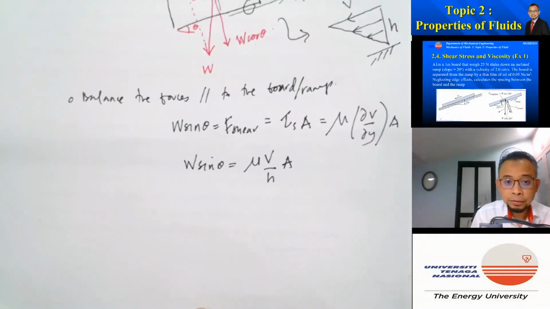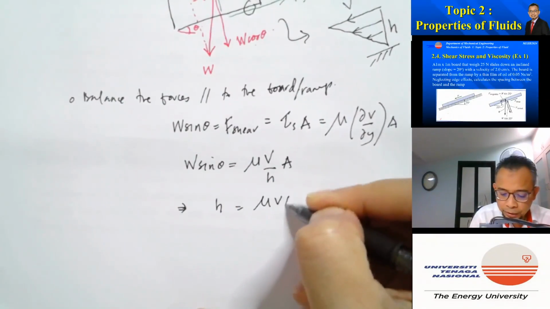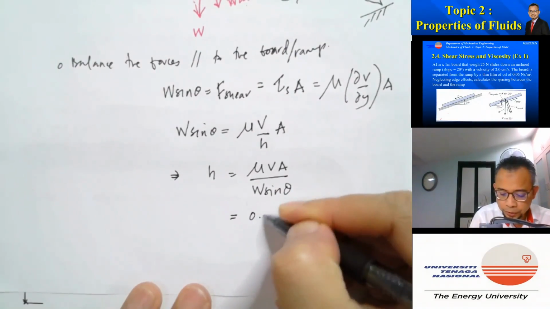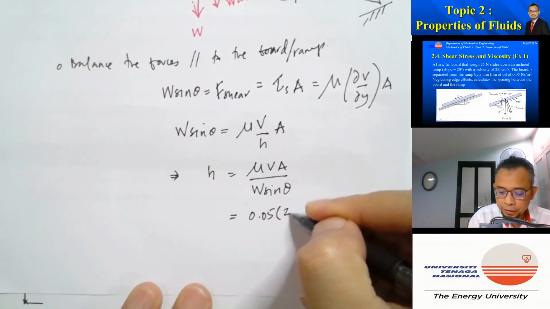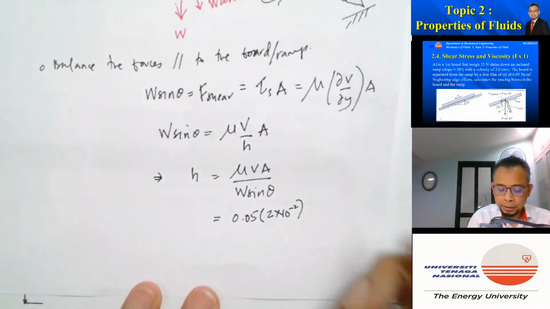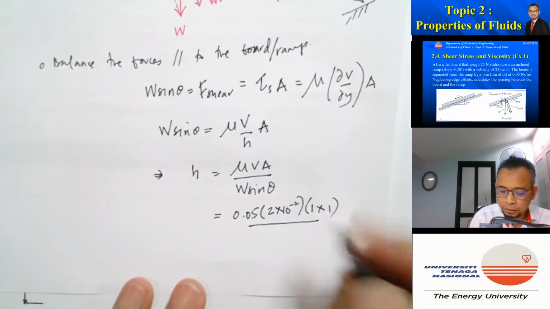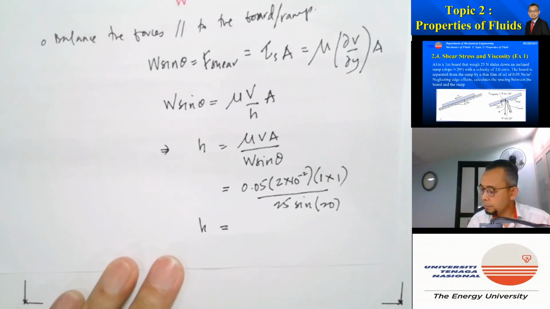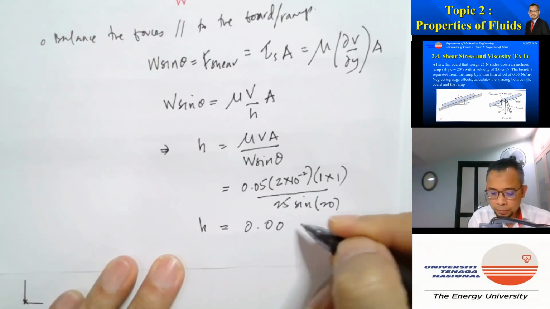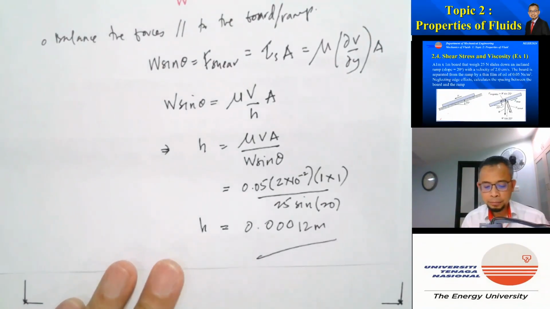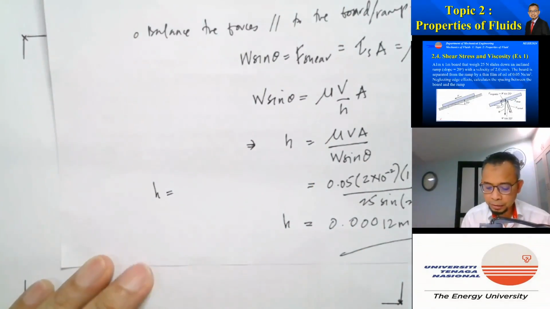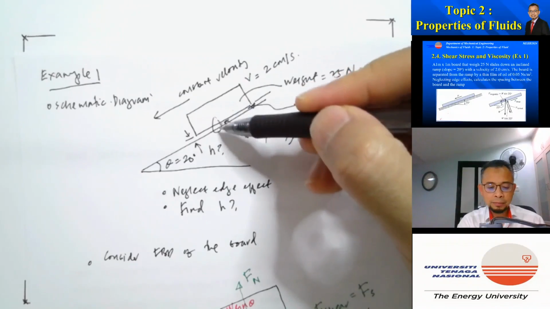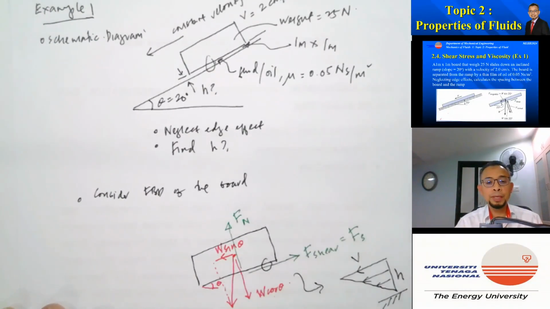So I can rearrange that. What I have is h equal to mu v A over W sine theta. Put the values in. Viscosity is equal to 0.05. Velocity is given as 2 centimeters per second, so 2 times 10 to the minus 2. The area is 1 times 1 meter. And the weight is equal to 25 Newton, and then sine 20. So that gives me h equal to 0.00012 meter, or in millimeters, 0.12 millimeter. So the thickness of this oil is 0.12 millimeter.